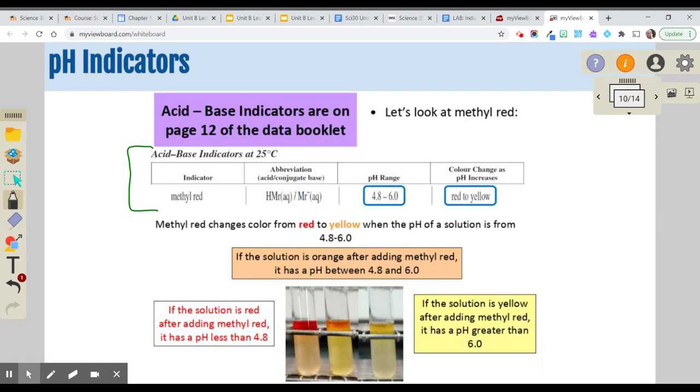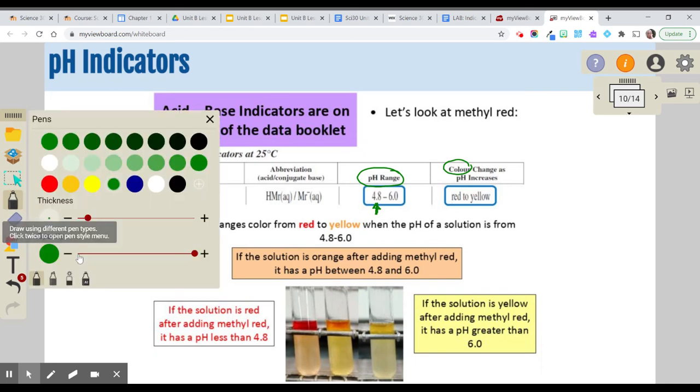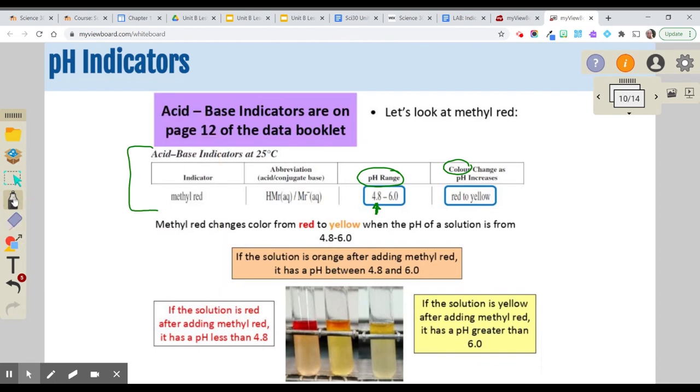So methyl red will change at a pH of 4.8. You get a pH range given to you and you have the color change. You'll see it goes red to yellow, 4.8 to 6.0. So this tells me that 4.8 and below is going to be red. I'm going to use a red pen just to really emphasize this. So below 4.8, this solution of methyl red, the indicator, will be red.